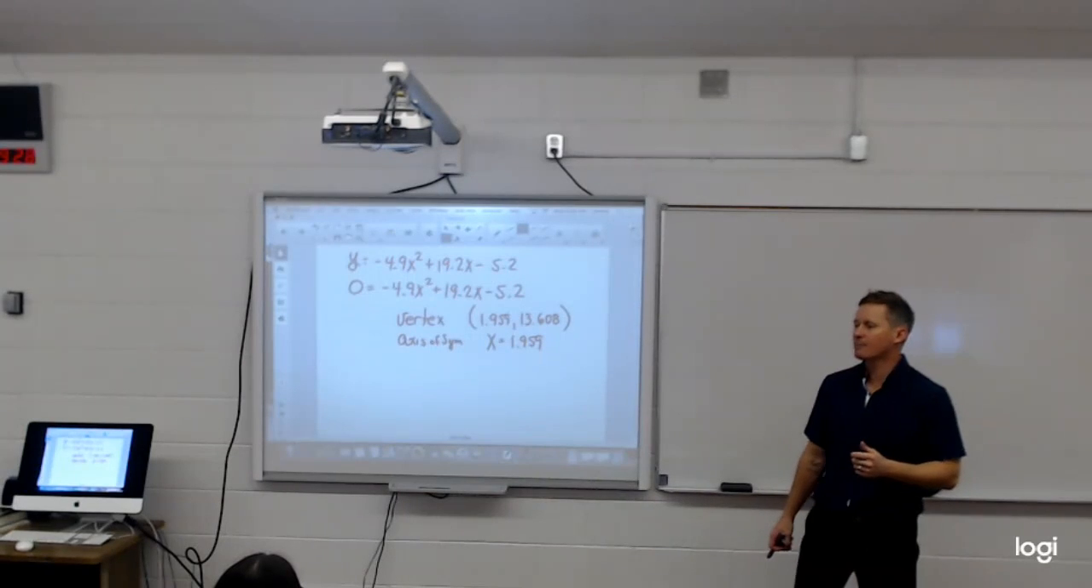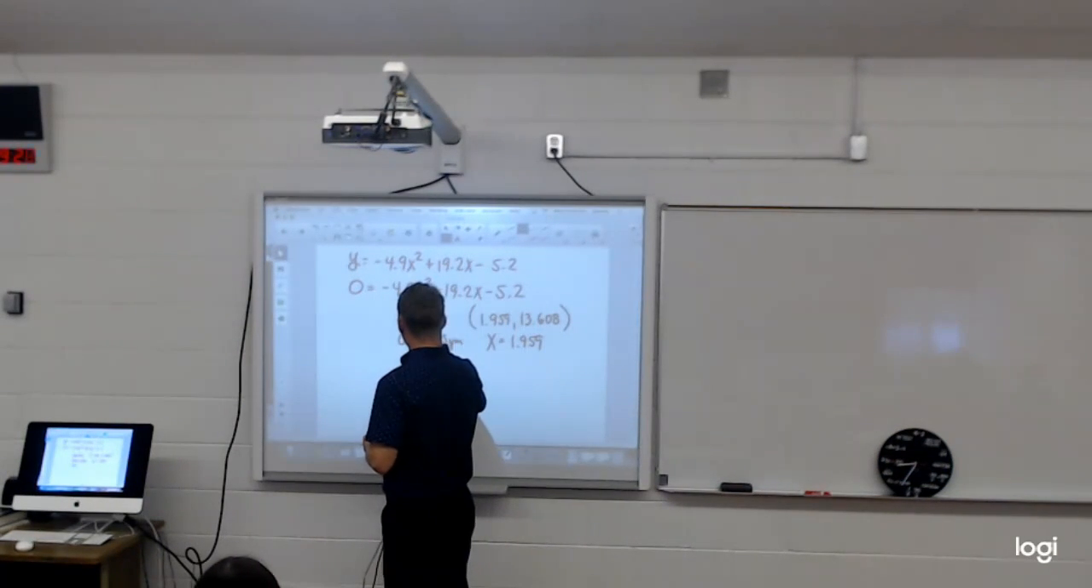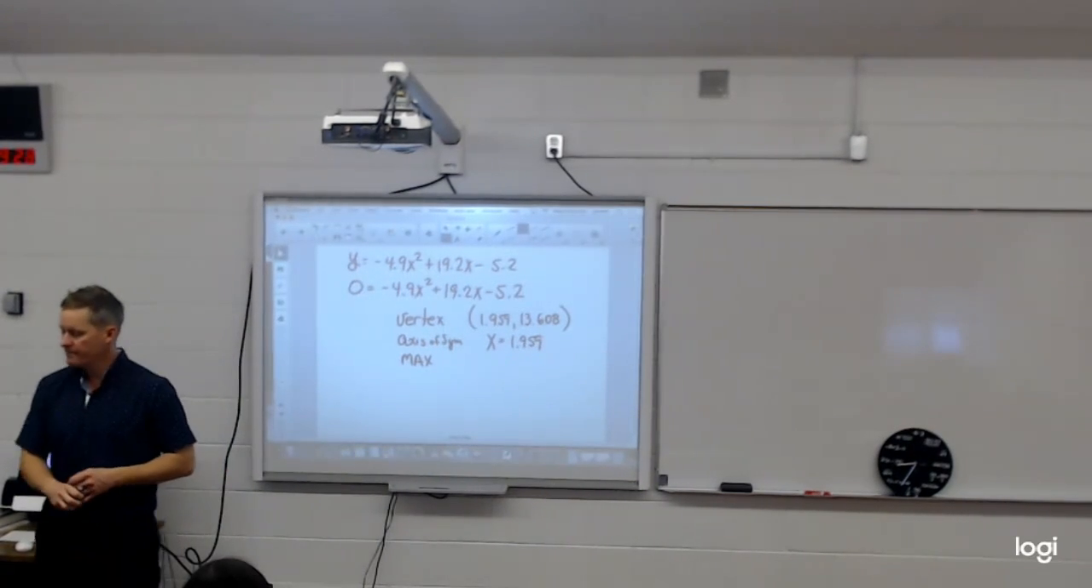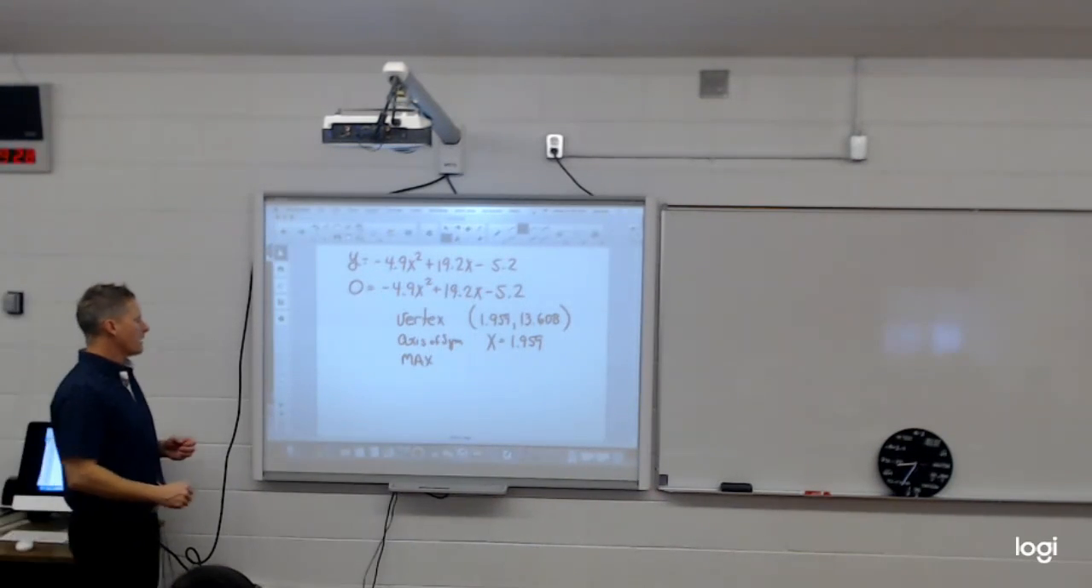Is it a maximum or minimum value? It's a maximum value because it opens down, correct? So far, so good. All right. What else do I need? I got maximum, minimum. What are my roots?